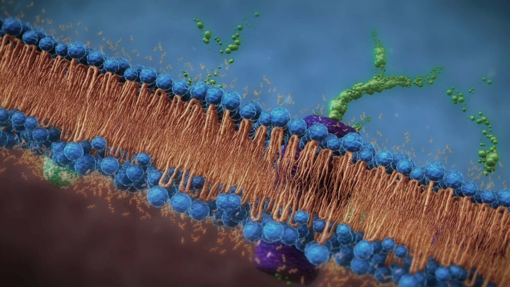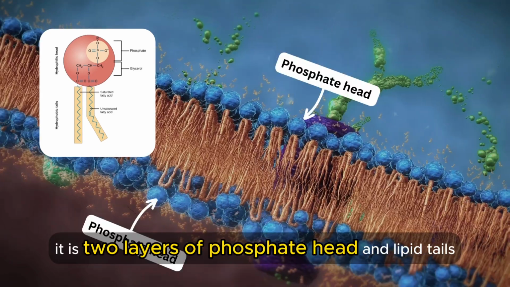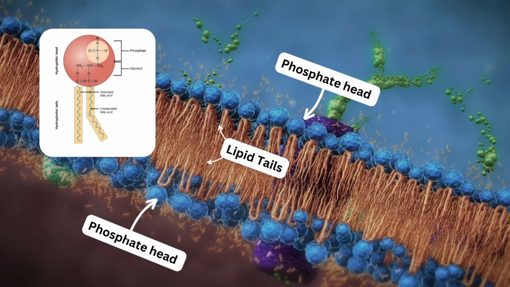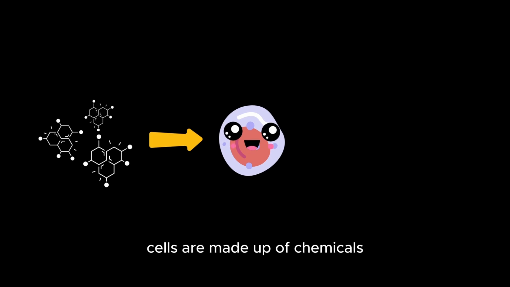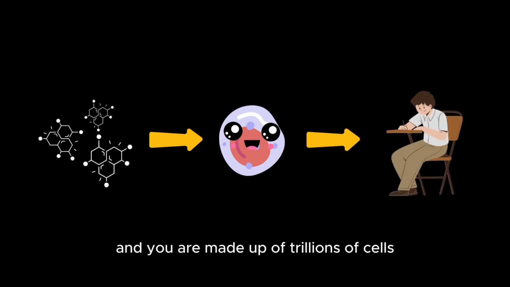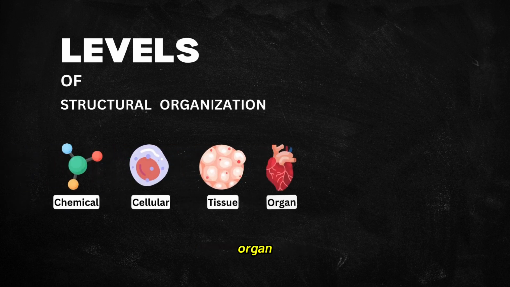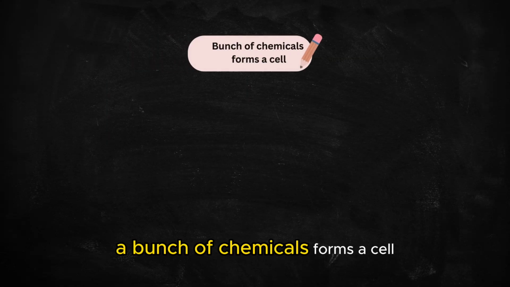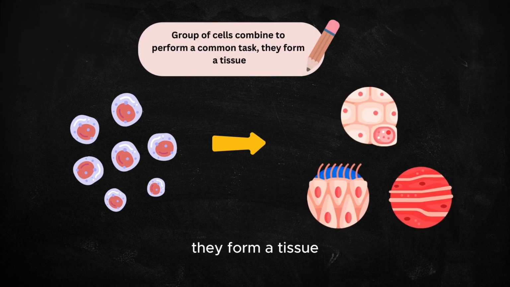For example, the cell membrane looks like this at a molecular level. It is 2 layers of phosphate head and lipid tails, called the phospholipid bilayer, which we will discuss in the future. So yeah, cells are made up of chemicals, and you are made up of trillions of cells. The levels are chemical, cell, tissue, organ, system, and organism. Pretty easy, right? A bunch of chemicals forms a cell. When a group of similar cells form together and perform a common task, they form a tissue.